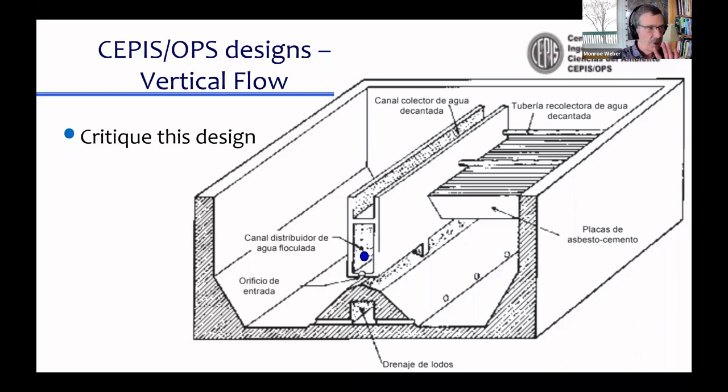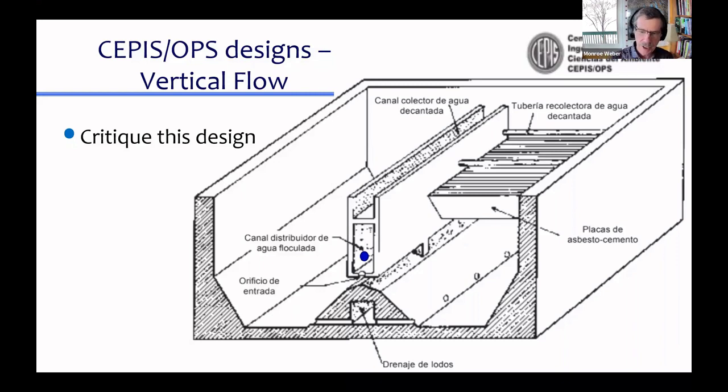I want to show you how a water particle goes through. I can kind of do this animation. So it begins in this canal distribuidor de agua floculada. So this flocculated water channel that's right in the middle of the page where my blue dot is.